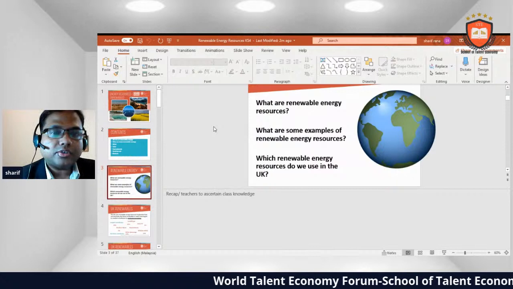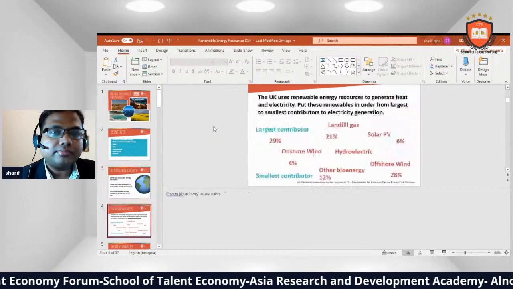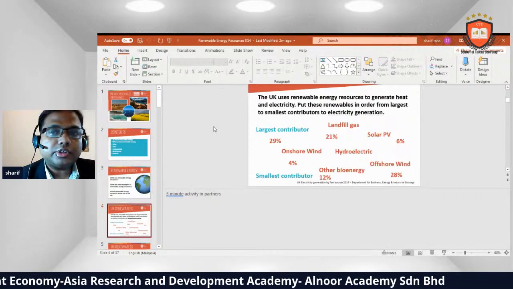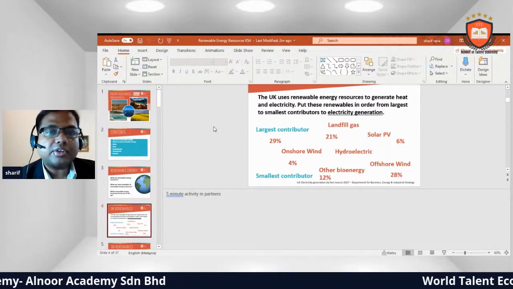What are renewable energy resources? What are some examples of renewable energy resources? Which renewable energy resources do we use in the UK? If we focus on UK renewable energy resources to generate heat and electricity, put these renewables in order from largest to smallest contributions to electricity generation.